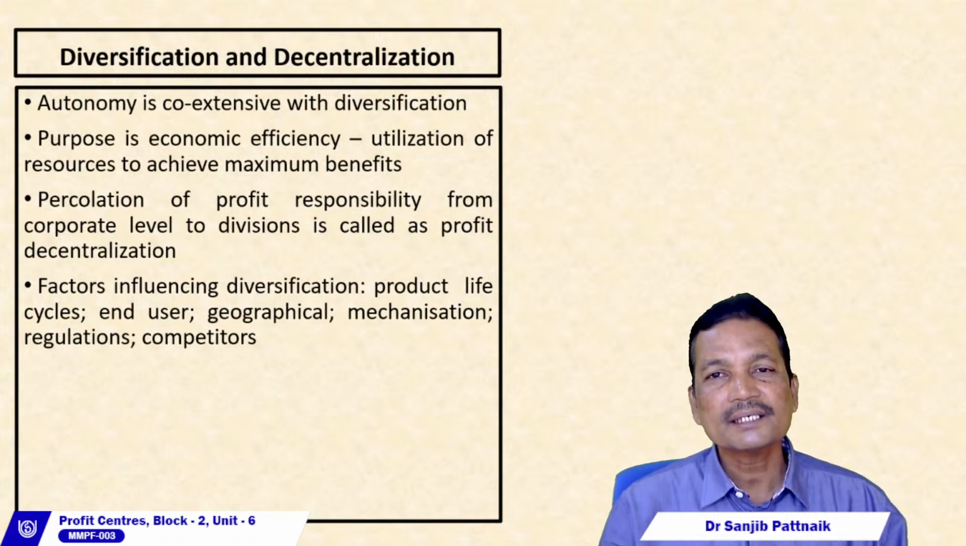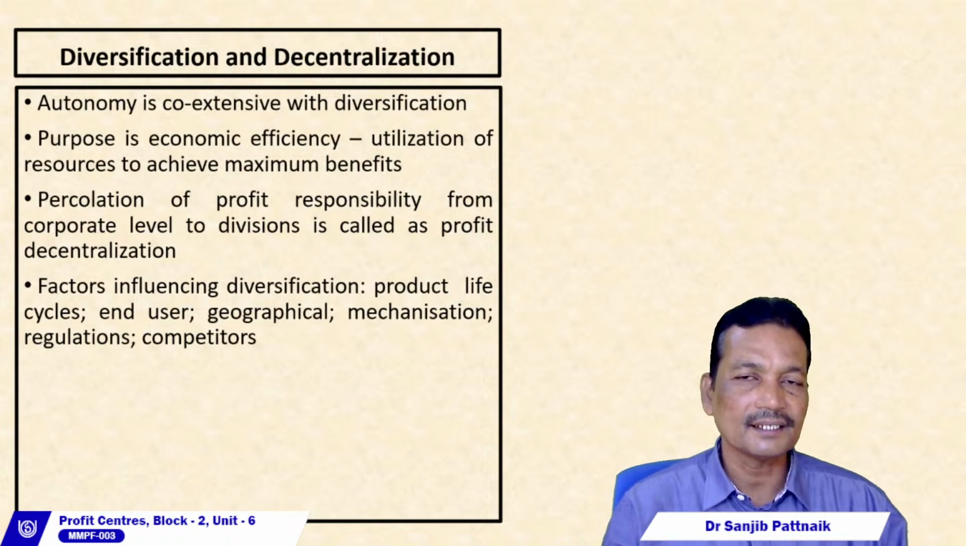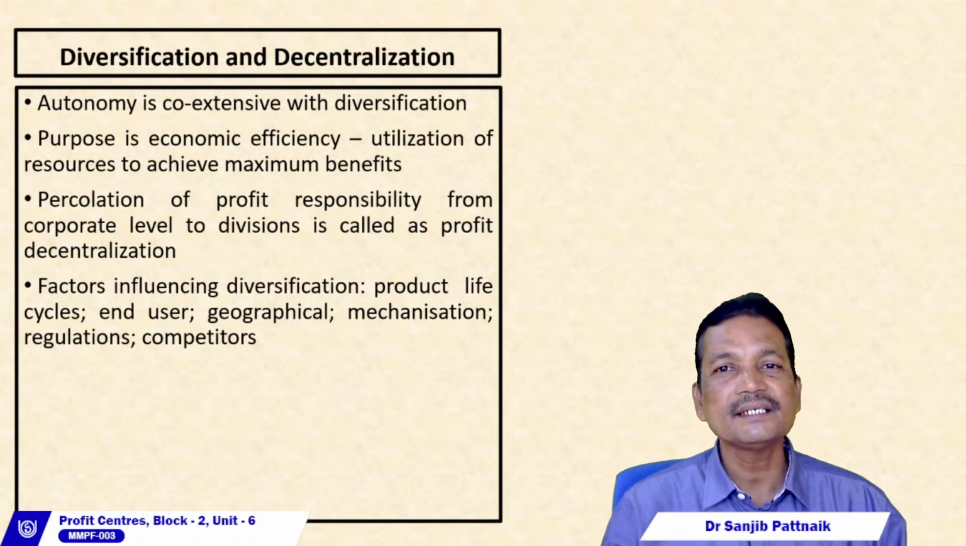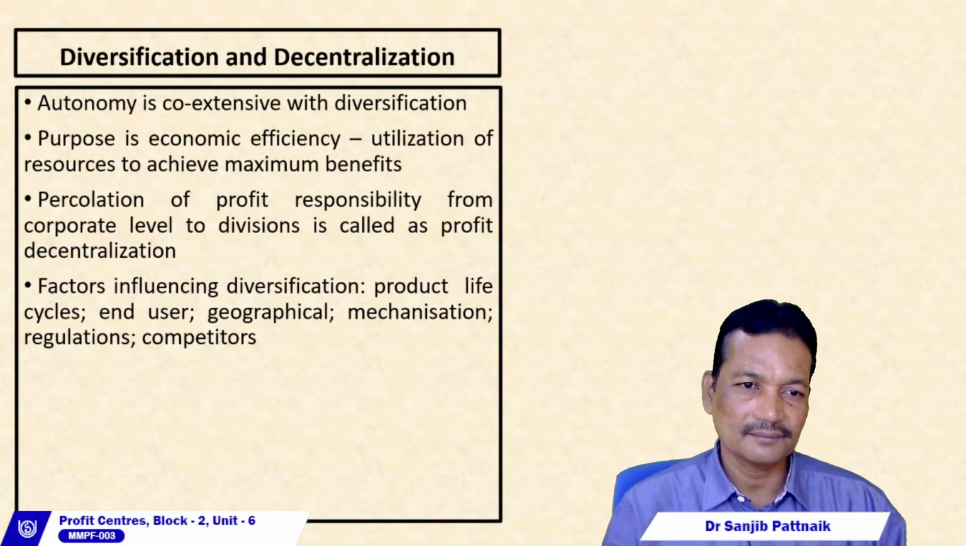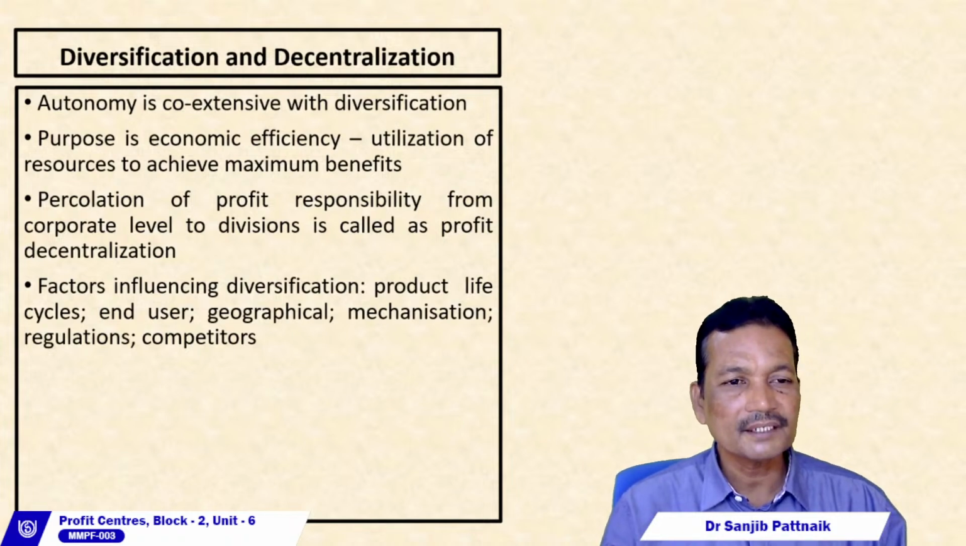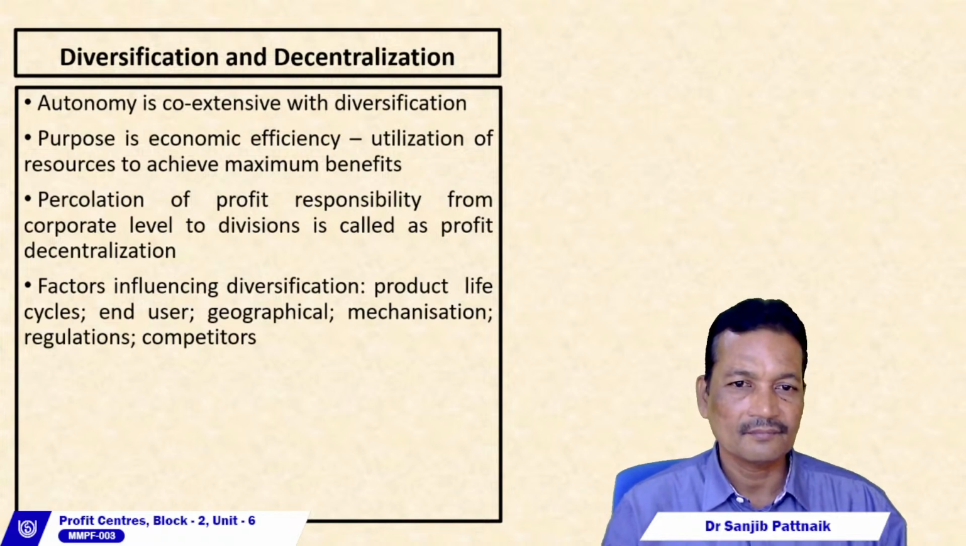So thereby what is happening? Now the profit is getting decentralized. That means each division's profit level is assumed differently. Now, what are the various factors that influence diversification?